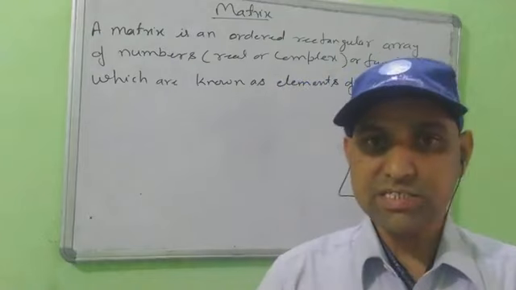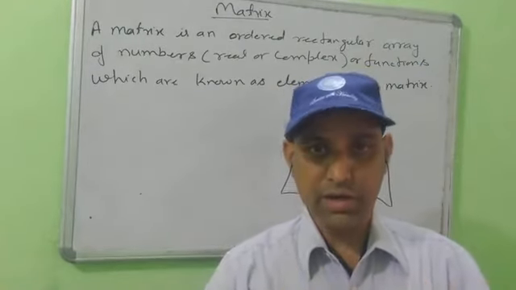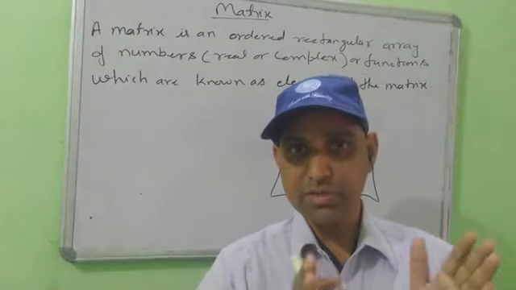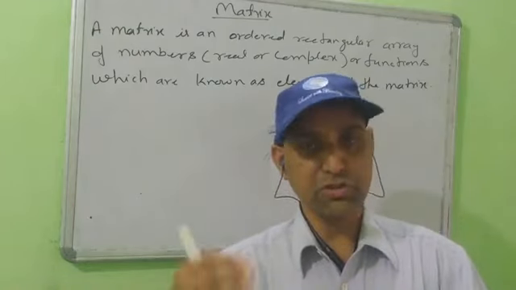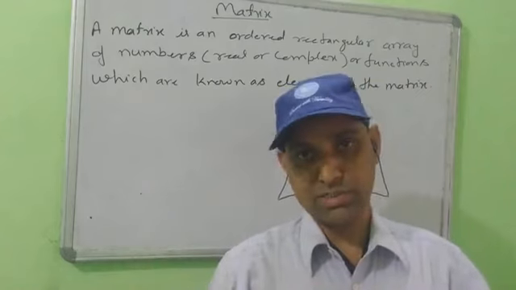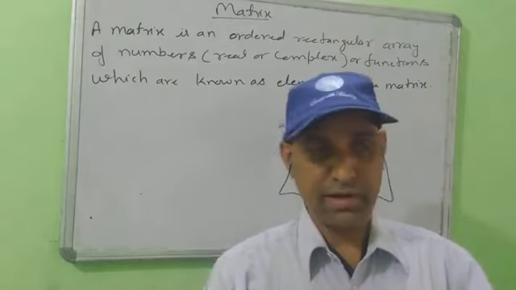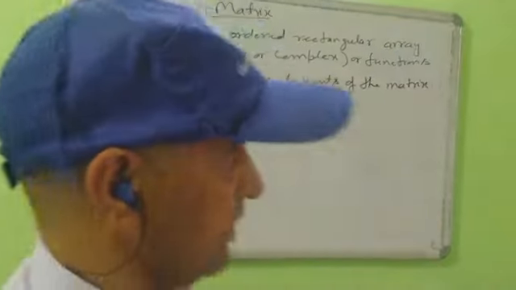A matrix is an ordered rectangular array, meaning a matrix is an arrangement of numbers, be they complex numbers, real numbers, or functions, any type of numbers. This is the arrangement of the numbers inside a rectangular array. So what is the rectangular array here? Now let's discuss it one by one.